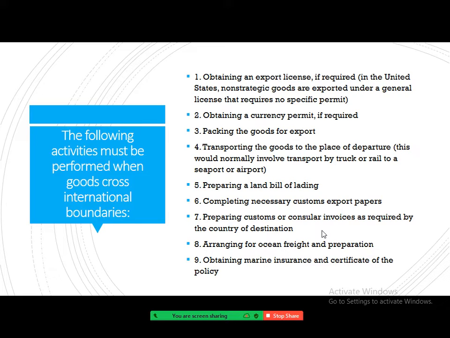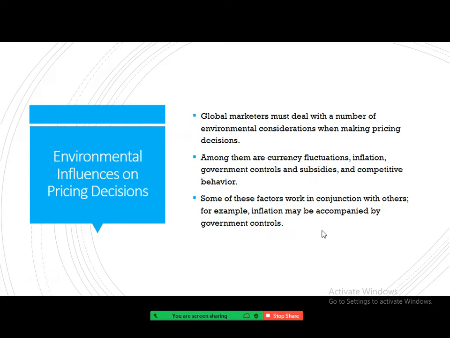So, who is responsible for performing these tasks? It depends on the terms of the sale. The internationally accepted terms of trade are known as international commercial terms, that is, Incoterms. These Incoterms are classified into four categories. That is E terms, Ex Works, that is EXW.